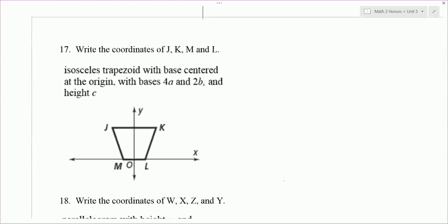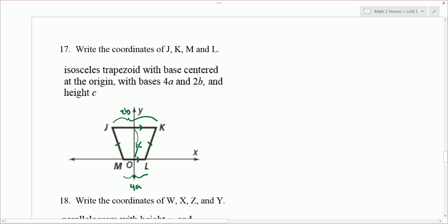We're going to write the coordinates of J, K, M, and L. What's given is this is an isosceles trapezoid. So these are congruent. These are parallel. With the base centered at the origin, which is 0, 0. And bases are 2b, 4a, and 2b. And the height is c. So I'm going to let the bottom base length be 4a. The top length be 2 times b. And the height be c.